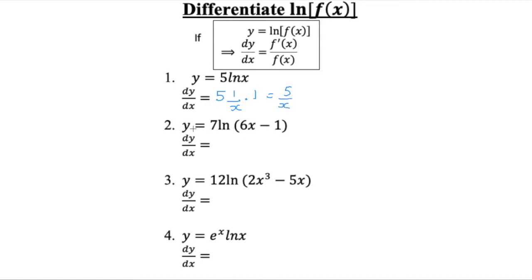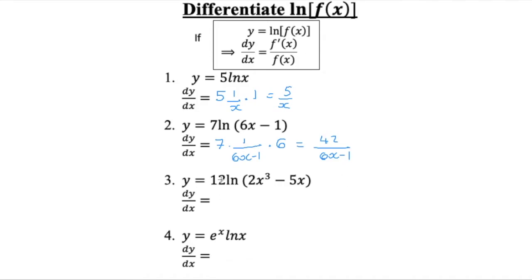Okay, slightly more complicated example. So we're going to leave the constant the same, first of all. We're going to multiply that by 1 over whatever this function is, 6x minus 1, and then we're going to multiply that by the derivative of this function. So the derivative of that function is just going to be 6. That minus 1 will disappear. This is going to give us 42 over 6x minus 1.